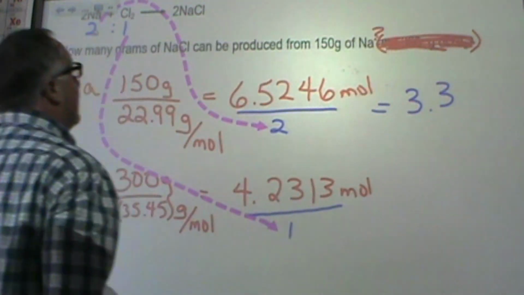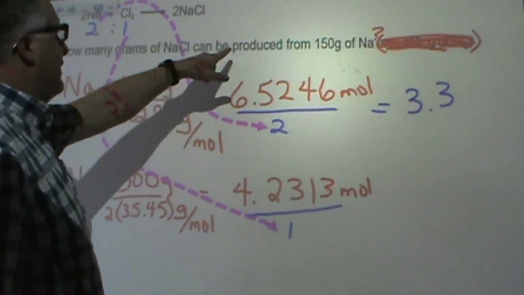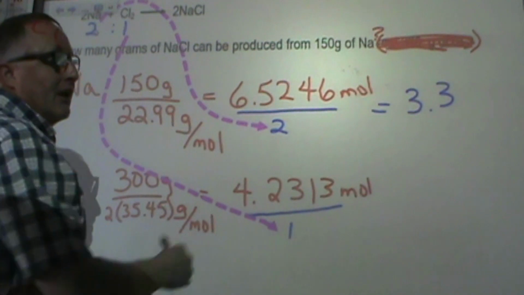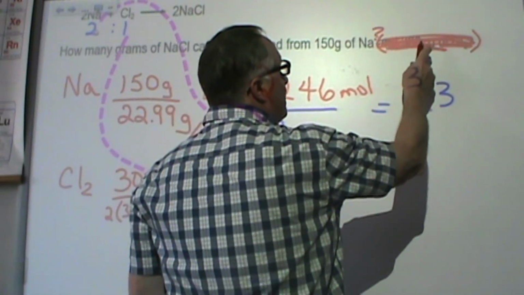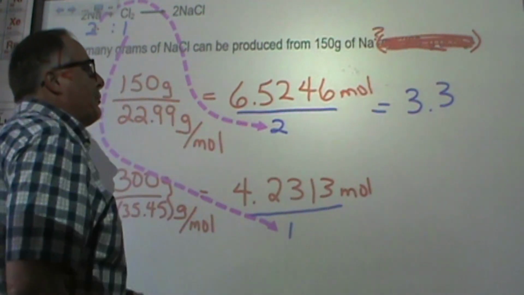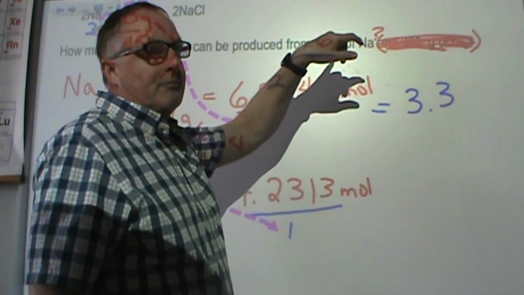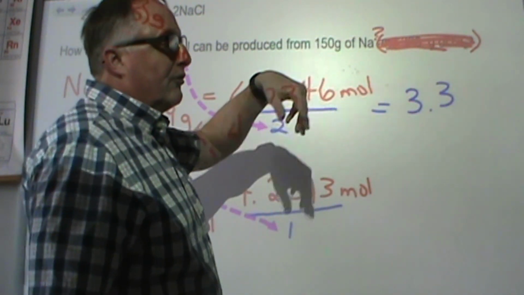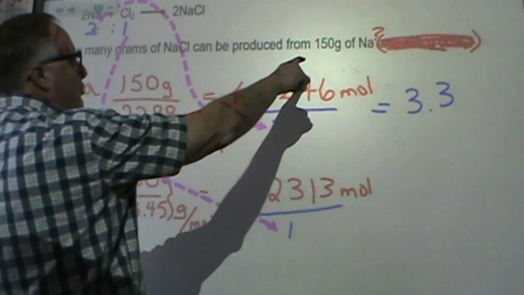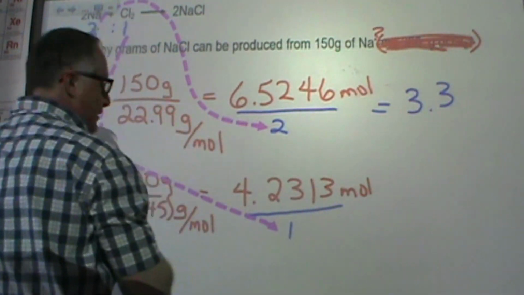So the question ends there. How many grams of sodium chloride can be produced from 150 grams of sodium? The other is interesting, but we're going to use up some of it, but we're going to have some left over there. And theoretically, we're going to use up all of the sodium. You never quite do, and so there's the theoretical yield and the actual yield. For right now, we're just worried about the theoretical yield, what we could get.